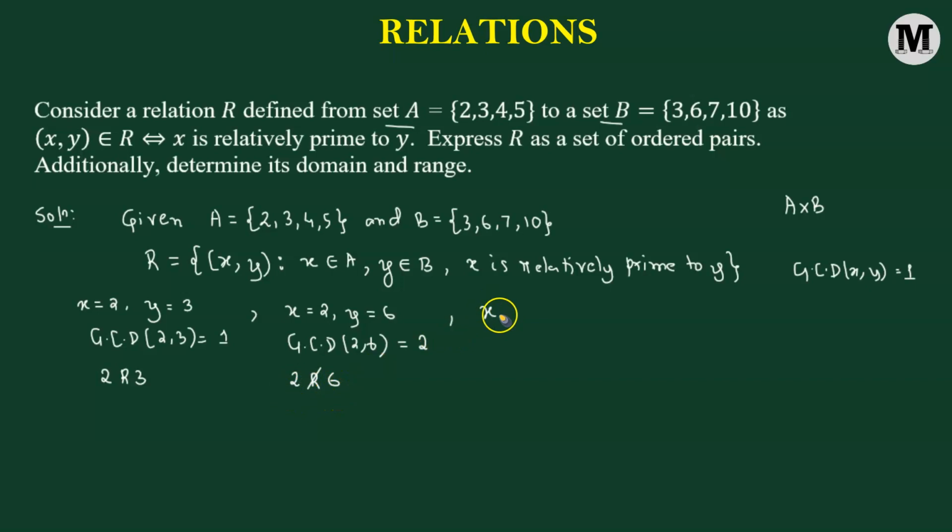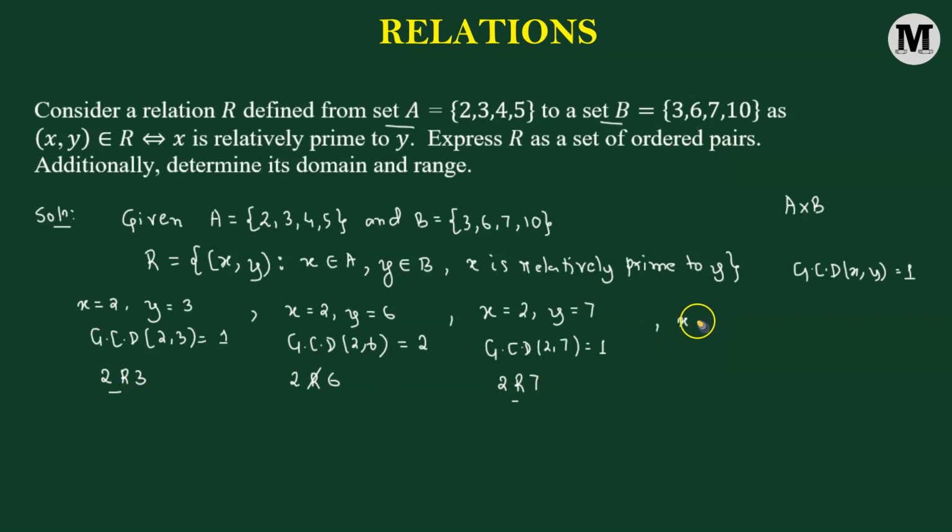Next, if we choose x equal to 2 and y equal to 7, then definitely the greatest common divisor of 2 and 7 is only 1, meaning 2 is related to 7. We cannot relate 2 and 10 because then we will again have a greatest common divisor of 2. Fine. So that means we have (2, 3) and (2, 7).